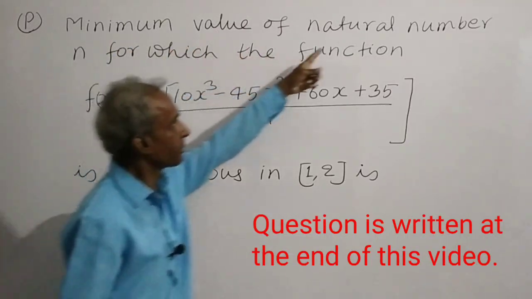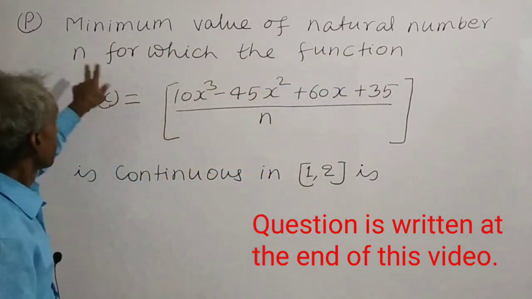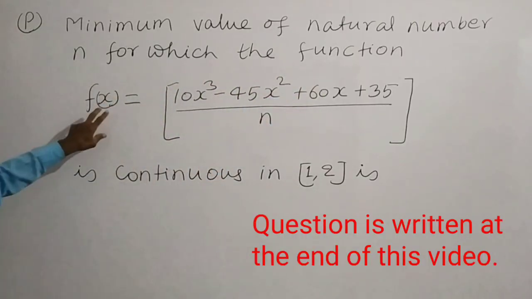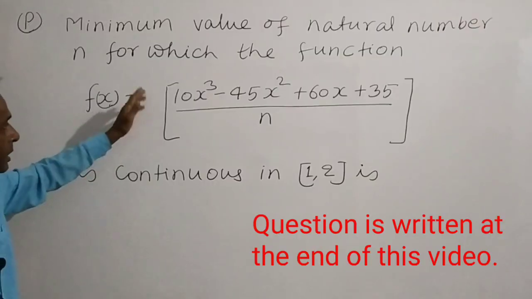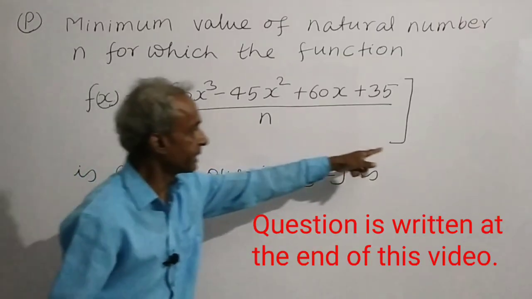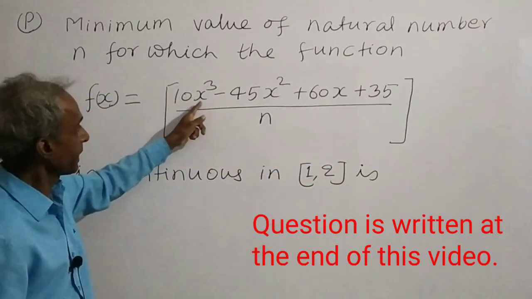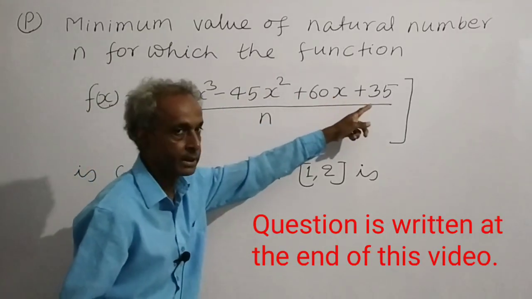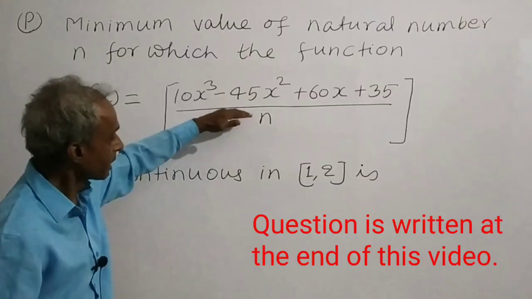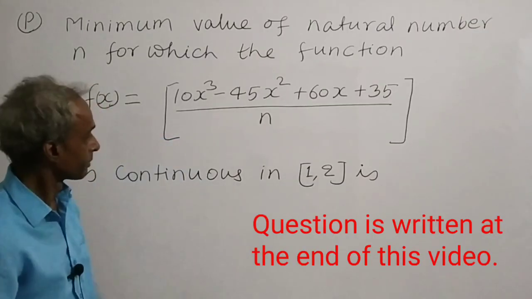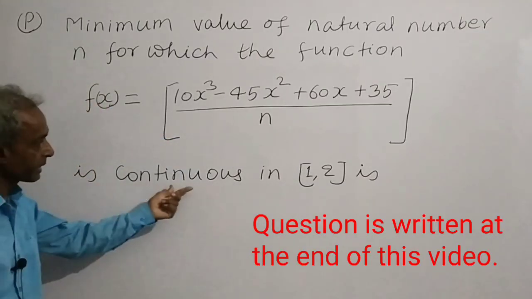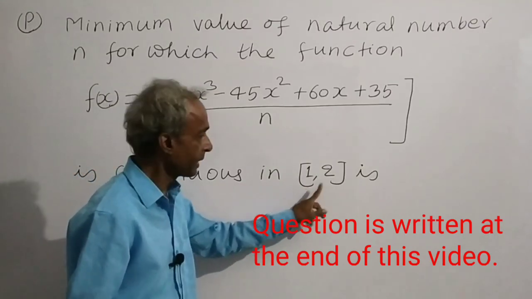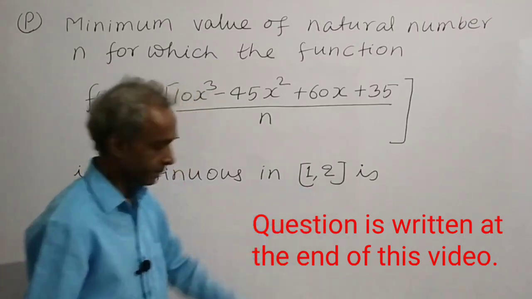Minimum value of natural number n for which the function f(x) is equal to greatest integer of (10x³ − 45x² + 60x + 35) divided by n is continuous in the interval 1 to 2.